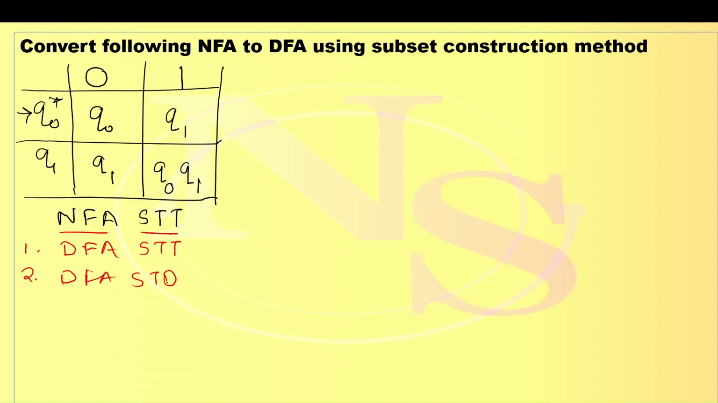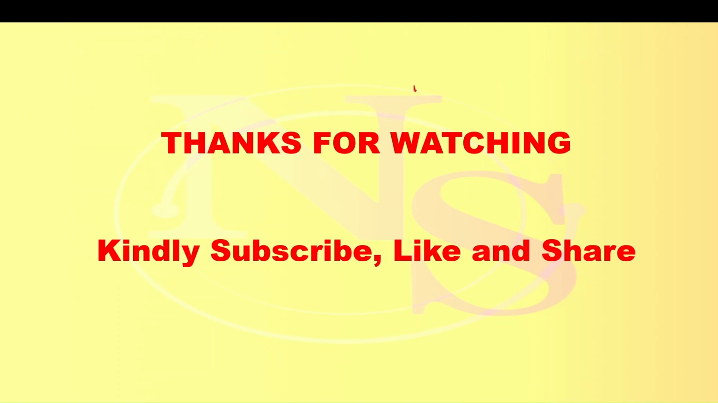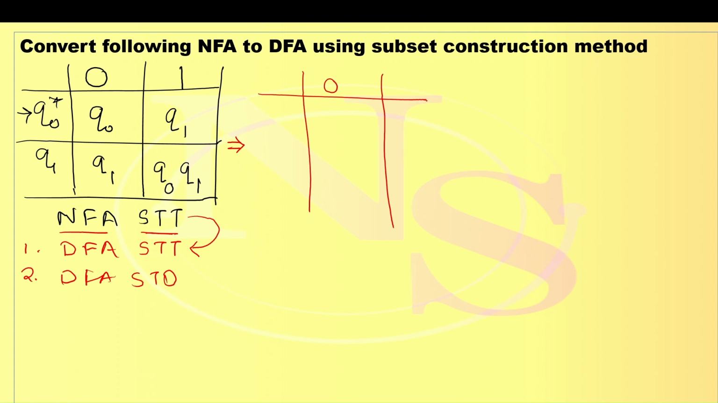So let's start. How can we convert the NFA state transition table to a DFA state transition table? Here the column headers will be as they are. For example, here 0 and 1 will be as they are. The first row Q0 I will take as it is, that is the starting as well as final state. In the subset construction method, the square bracket notation is optional. You can ignore it also.